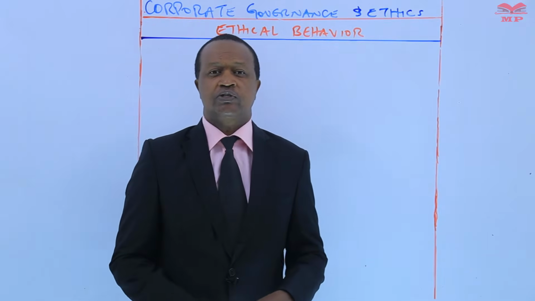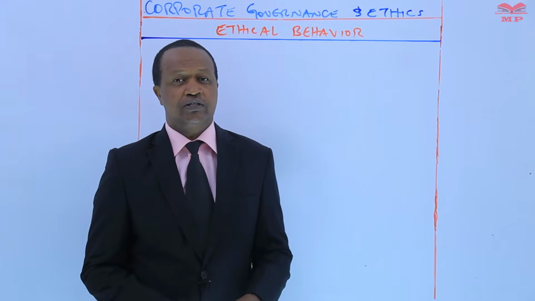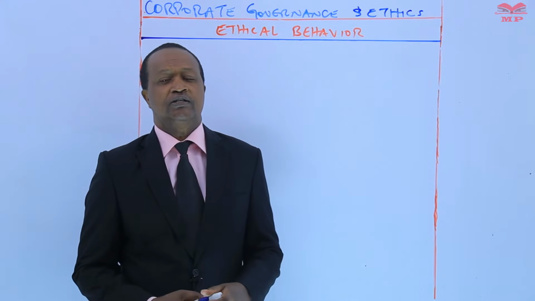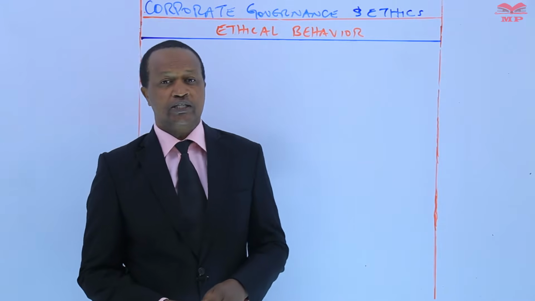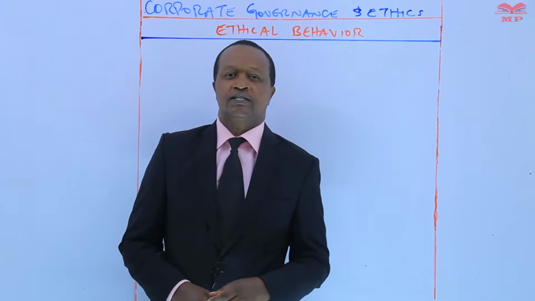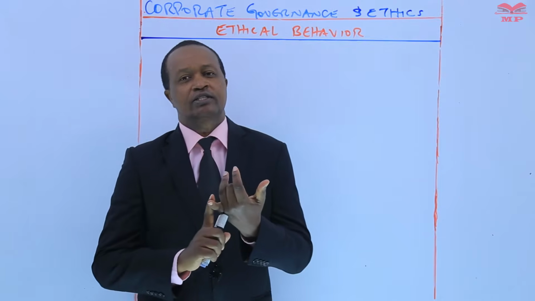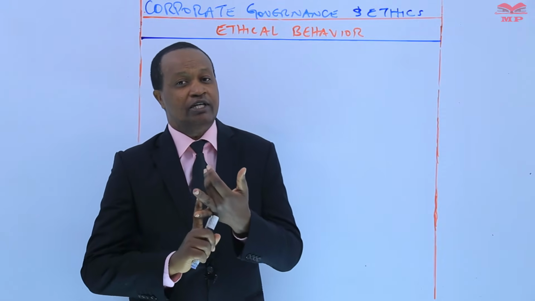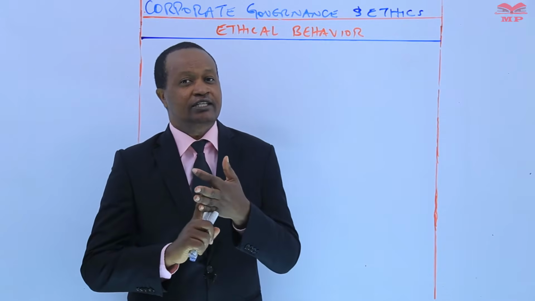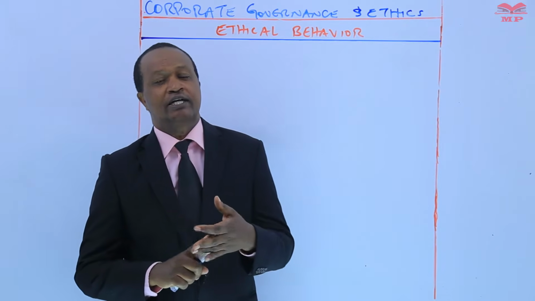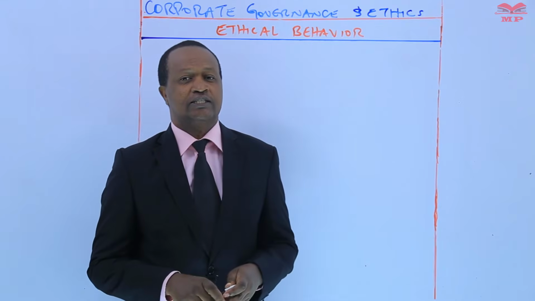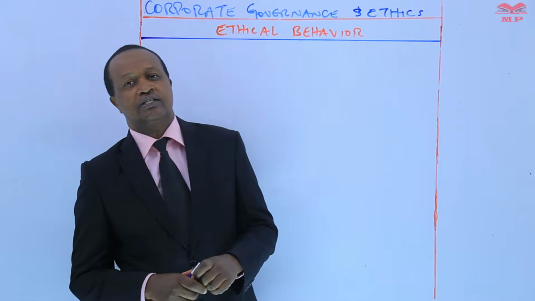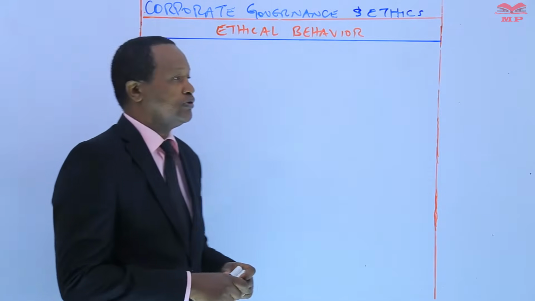This is the second lesson under the topic ethical behavior. In our last session, we defined ethical behavior, and today we are proceeding to discuss four things. One, understanding ethics. Two, understanding morality. Three, understanding values. And four, understanding integrity. We will be looking at the four areas in the chapter ethical behavior.